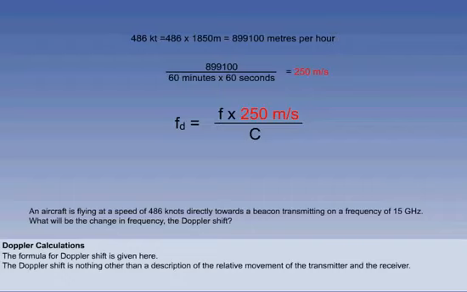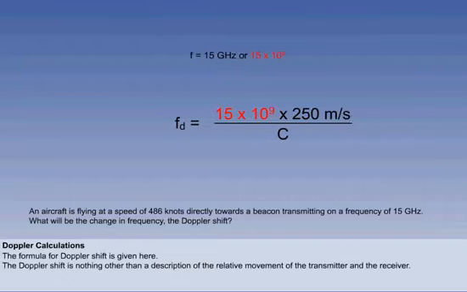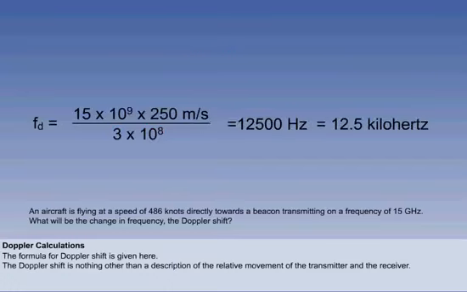The frequency of the transmitter, F, is given as 15 gigahertz, written as 15 times 10 to the power of 9. The speed of light, C, is written as 3 times 10 to the 8th. If we put this all together, there is a Doppler shift of 12.5 kHz.